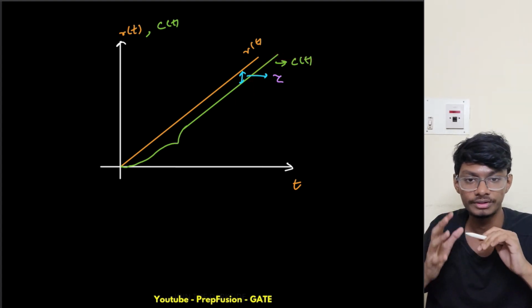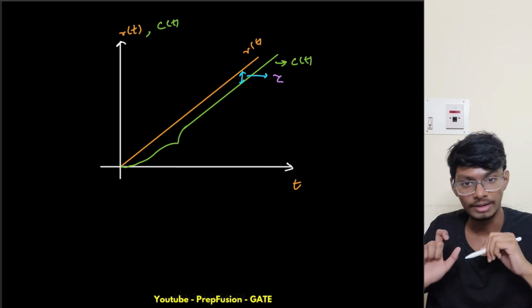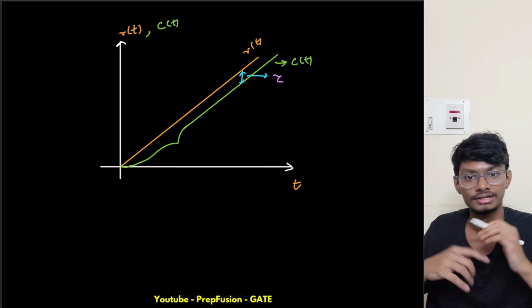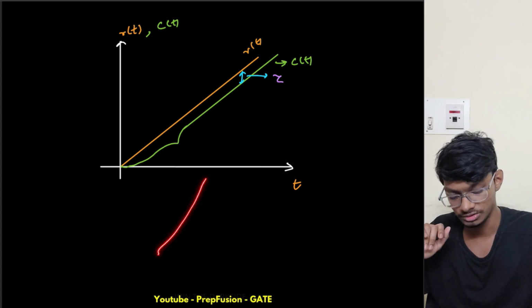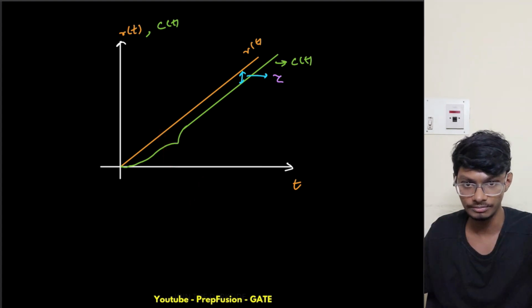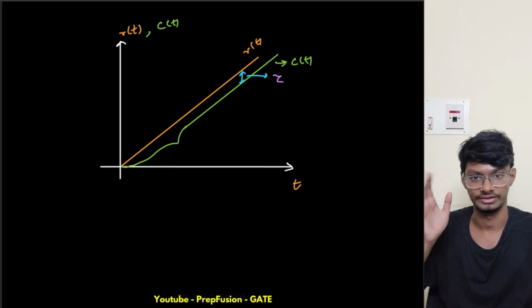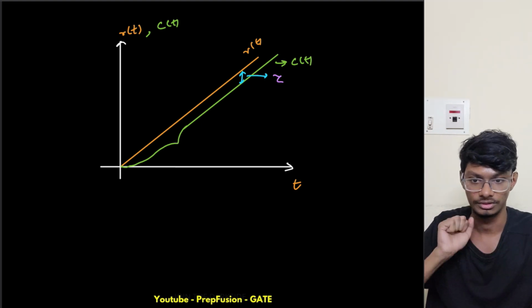Now for parabolic input, I didn't plot it, because why? It was of no use, because the error was also blowing up, going to infinity. That's why we didn't plot it for parabolic input, right?